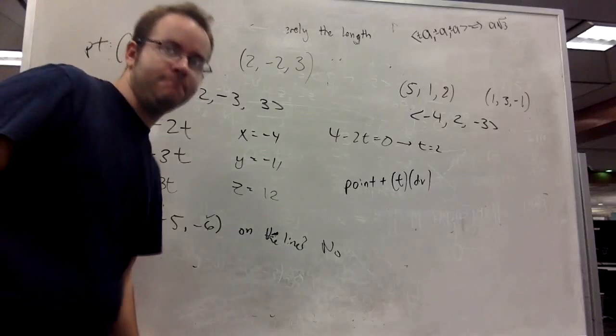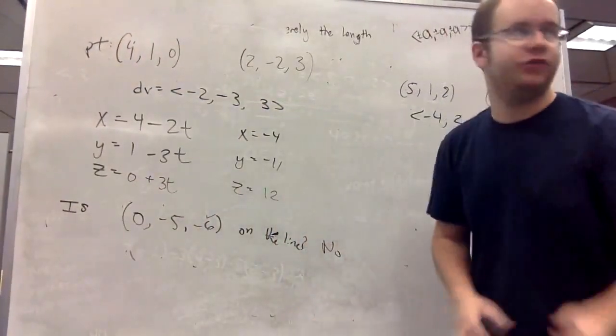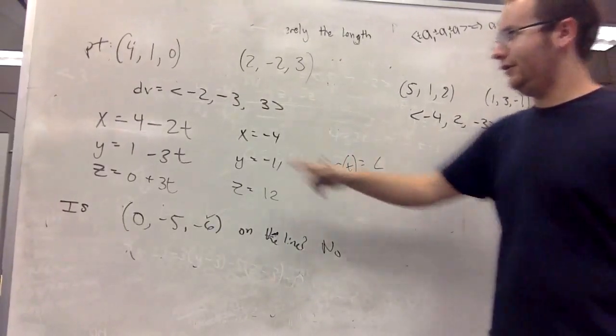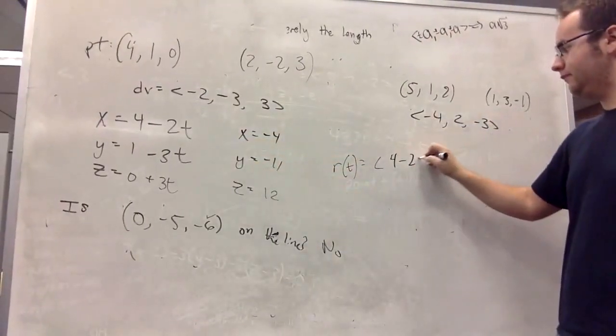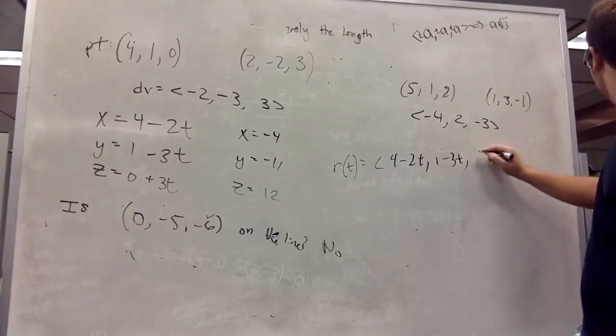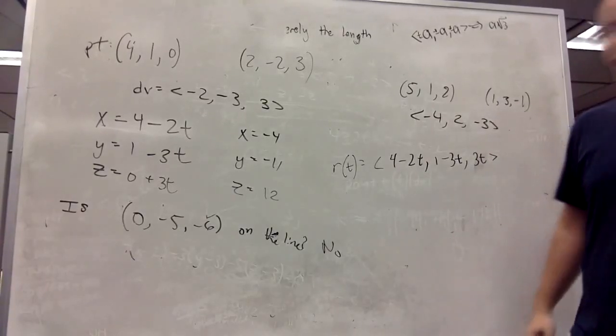Okay, now other forms. You could write it in vector form. Vector form is just the following. You would say r of t equals this guy, with the x component, y component, and z component. That would be vector form. Pretty obvious.